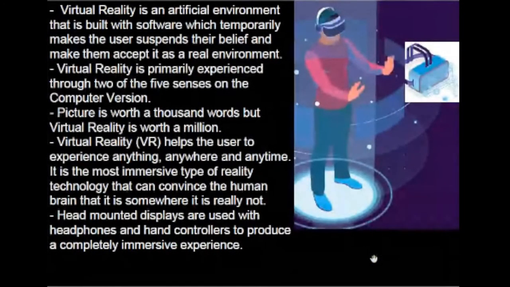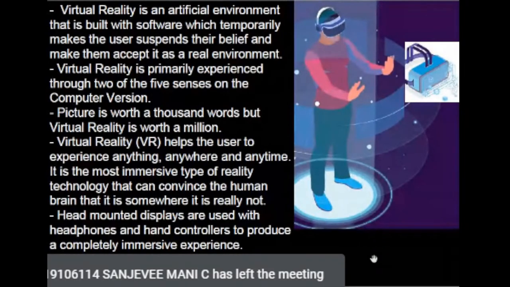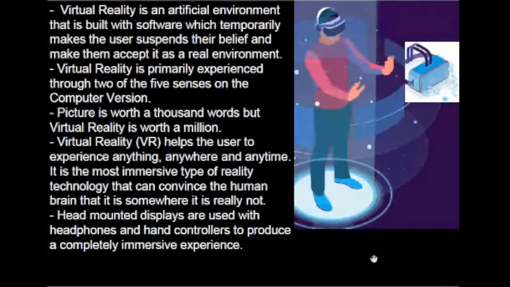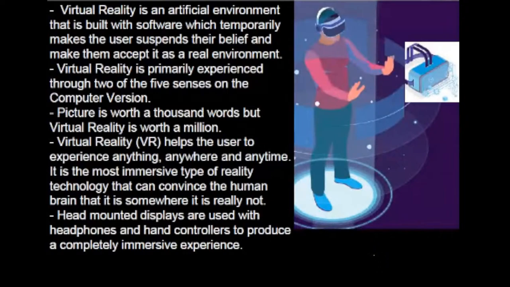So virtual reality is an artificial environment that is built with software, which temporarily makes the user suspend their belief and accept that it is a real environment. Virtual reality is primarily experienced through two of the five senses on the computer versions. A picture is worth a thousand words, but virtual reality is worth a million. Generally we say that if the picture of the thing is there, it will create more impact on the understanding of the persons. But here we can say that virtual reality is worth a million compared to the pictures.